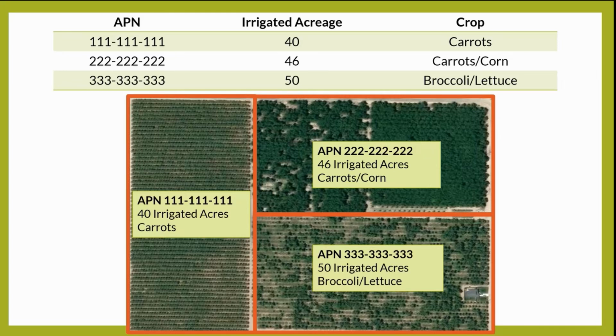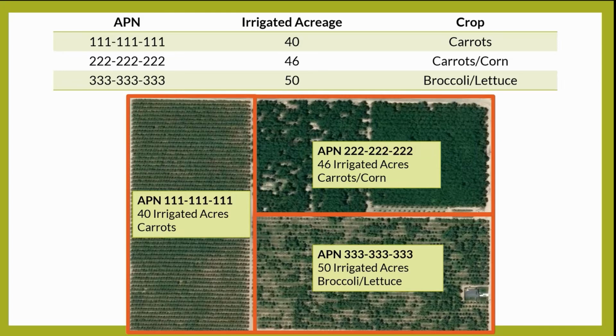Okay, so in my hypothetical situation, I am a carrot grower, a corn grower, and I also grow broccoli and lettuce on a rotating crop field. I have 3 parcels enrolled in the coalition. And my first parcel, I'll just call it, it ends in 111. It's 40 acres, and that's one here on the left. And it's just carrots, nice and simple, 40 acres to grow carrots, simple.